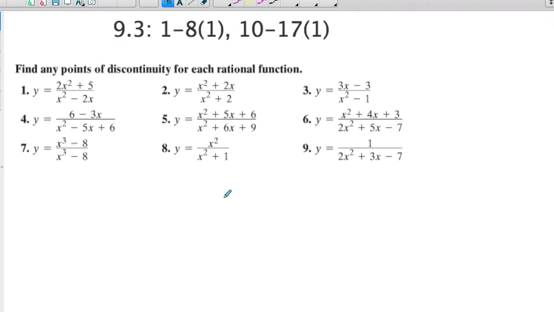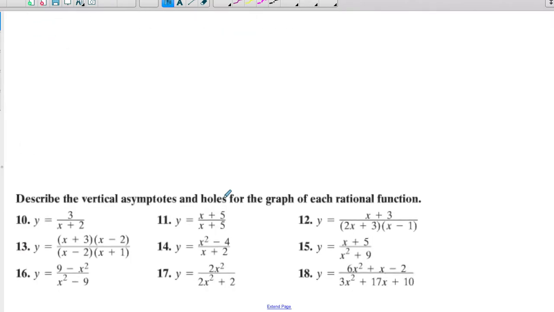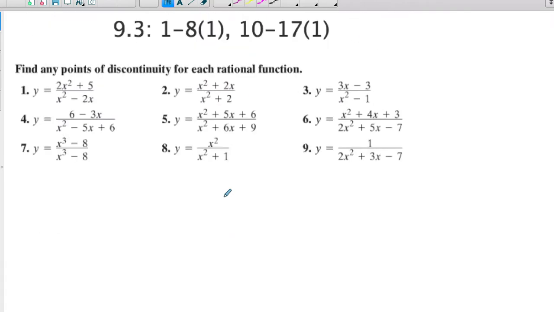Alright, so 9.3, this is from our first part of chapter 9, and this is finding the points of discontinuity, and also describing any vertical asymptotes and holes. Right, so we have 1 through 8, so number 9 is not even an option, right? That was the one that you had to use the quadratic formula, so no worries there. So let's pick one. Let's go ahead and take number 5. 5 looks a little bit overwhelming, yeah?